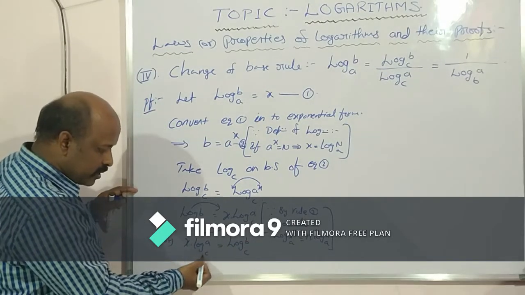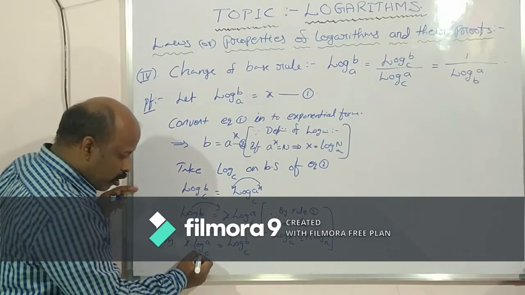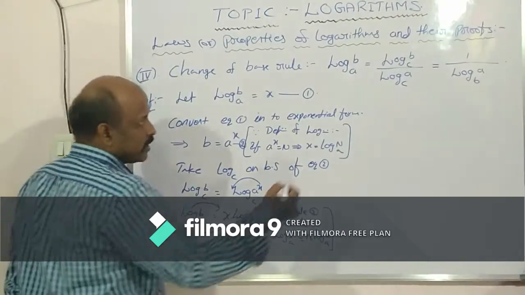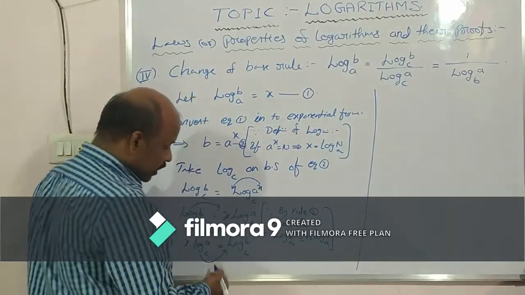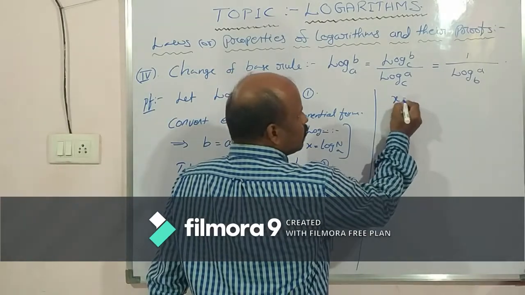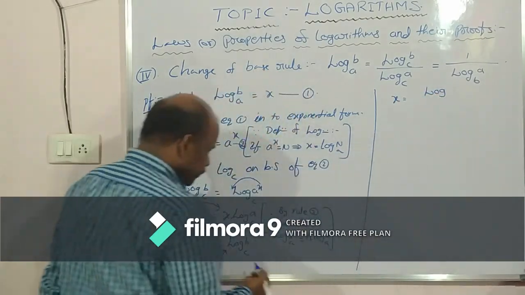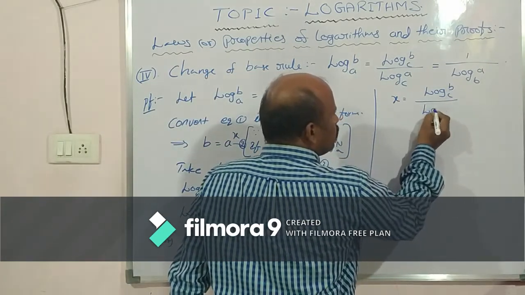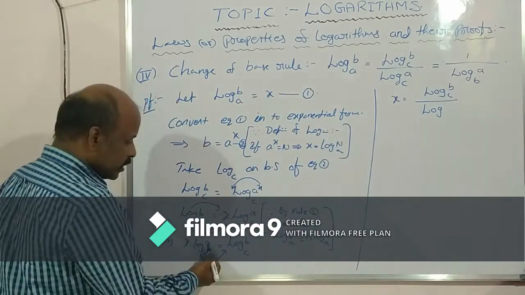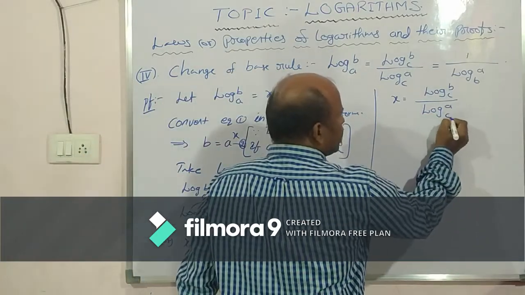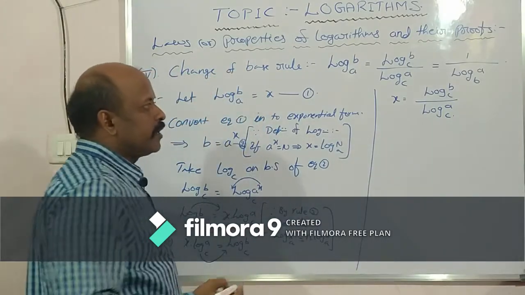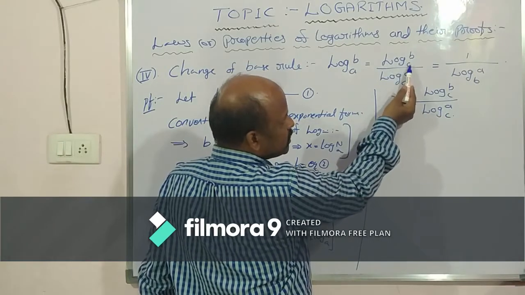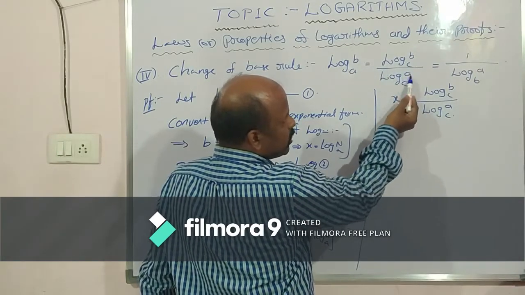Between x and log a base c there is multiplication, so this log a base c I am sending to this side. When we send it this side, what will happen over here? It will be division. So x is equal to log b base c by log a base c. After getting this, already we proved here, log b base c by log a base c.